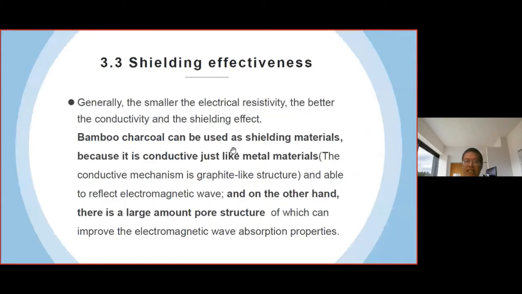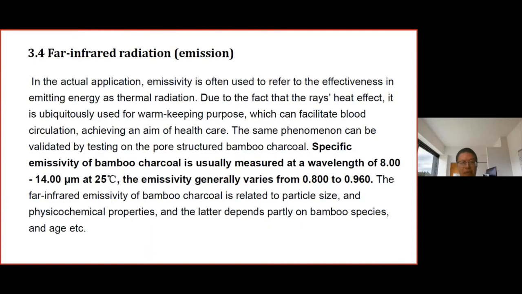Bamboo charcoal can be used as shielding material because it is conductive just like metal materials. On the other hand, there is a large amount of pore charge, which can improve the electromagnetic wave absorption properties. The specific emissivity of bamboo charcoal is usually measured at a wavelength of 8 to 14 μm at 25 degrees centigrade. The emissivity generally varies from 0.8 to 0.96. The far infrared emissivity of bamboo charcoal is related to particle size and physical and chemical properties, and the latter depends in part on bamboo species and age.